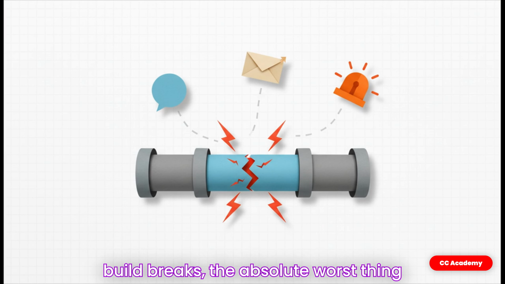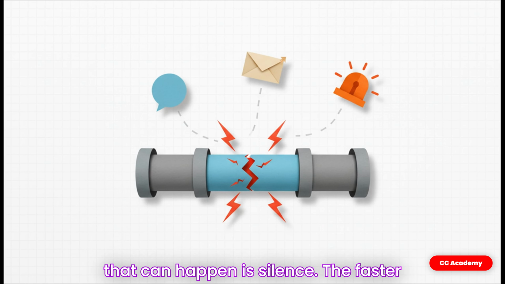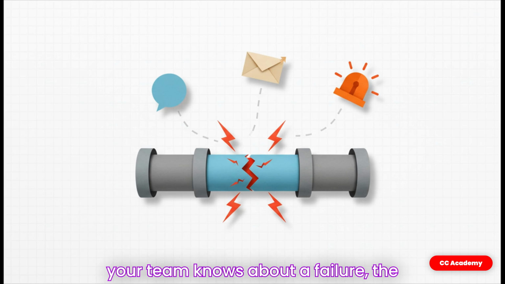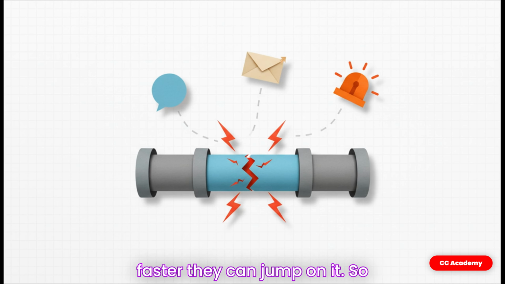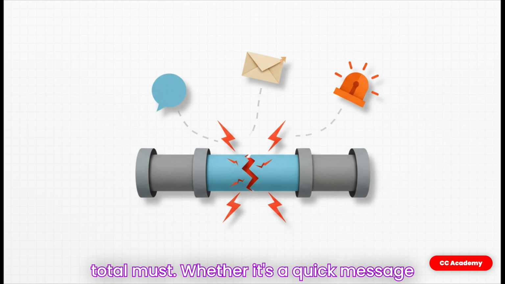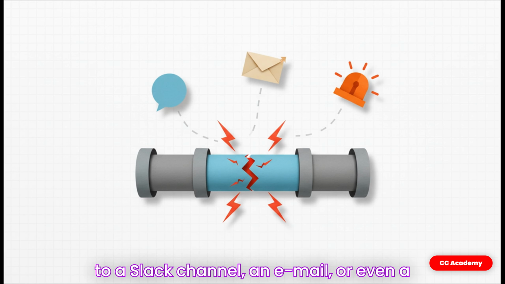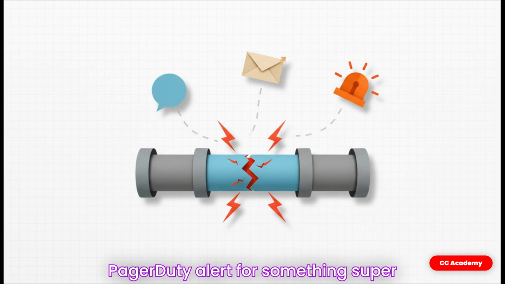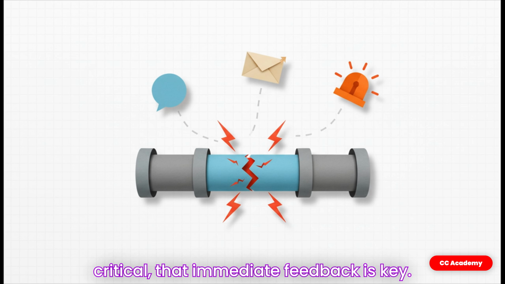Look, when a build breaks, the absolute worst thing that can happen is silence. The faster your team knows about a failure, the faster they can jump on it. So integrating automated notifications is a total must. Whether it's a quick message to a Slack channel, an email, or even a PagerDuty alert for something super critical, that immediate feedback is key.